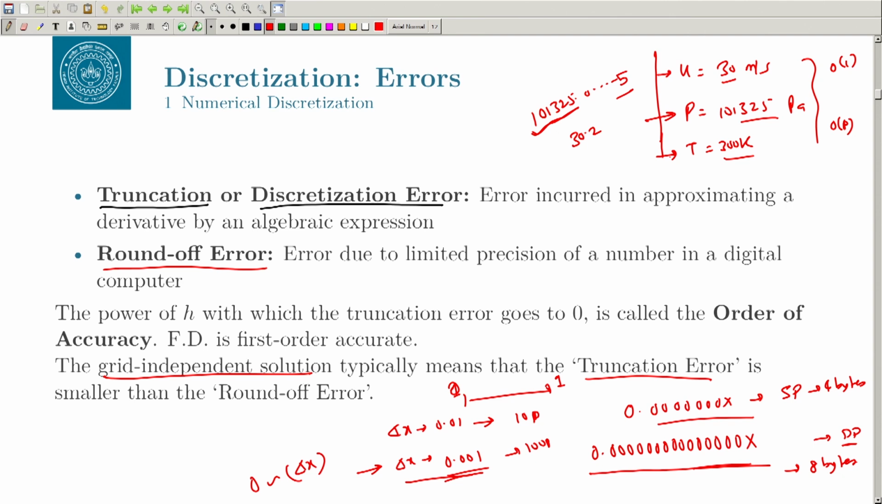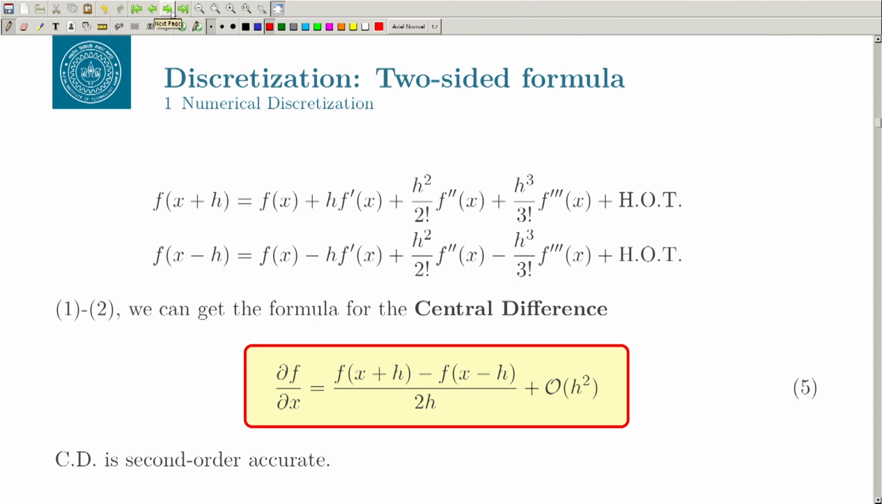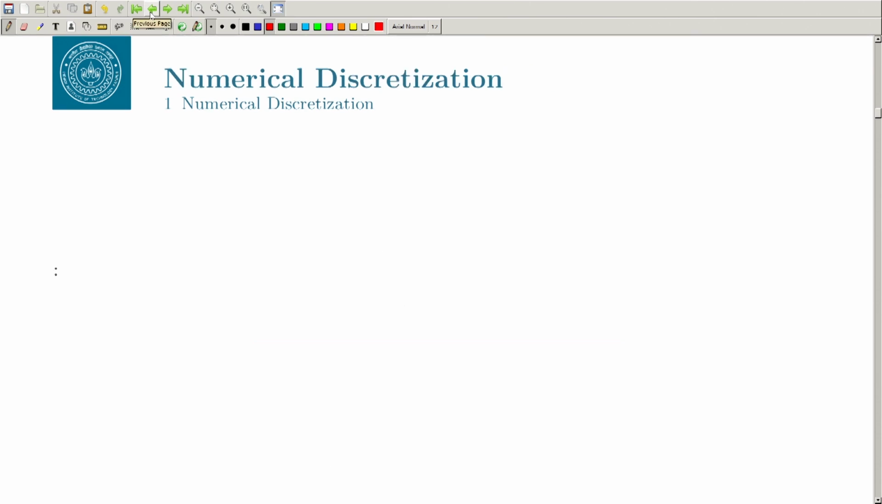So, these are the two errors which are very important. This is the backward differencing formula we have already seen. And the last thing before we go is the central differencing, where we are going to use the grid points on either side. Let us say this is your grid I plus 1 and I minus 1.